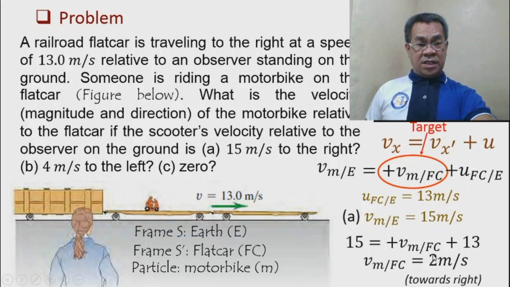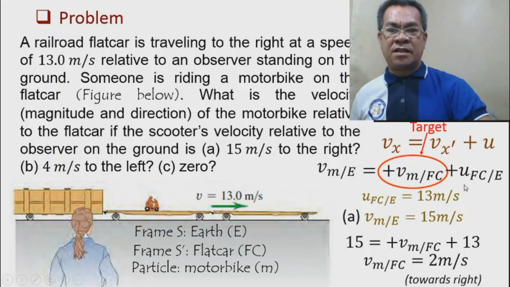This is the velocity of what? The scooter or the motorbike with respect to the flat car, and the direction is towards the right. This is the answer for letter A.